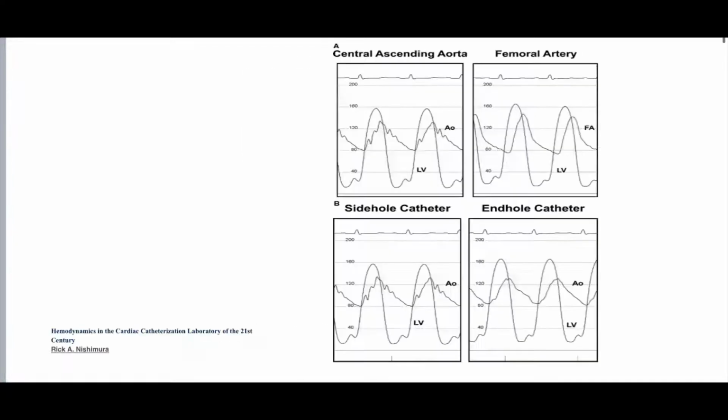Okay, now look at this slide, which again is so important. In A, we have central ascending aorta tracing and femoral artery tracing. What's the difference between the two? It's for the same patient.